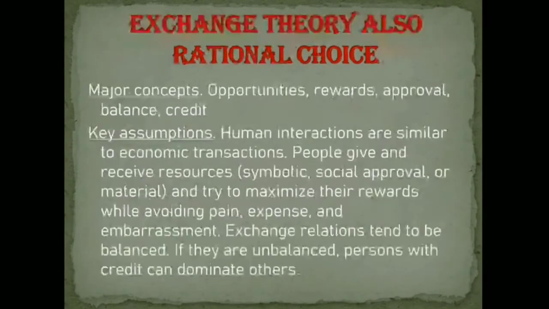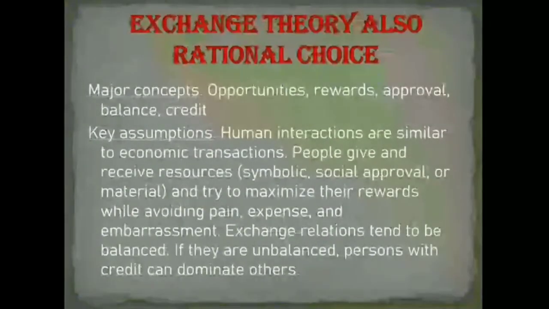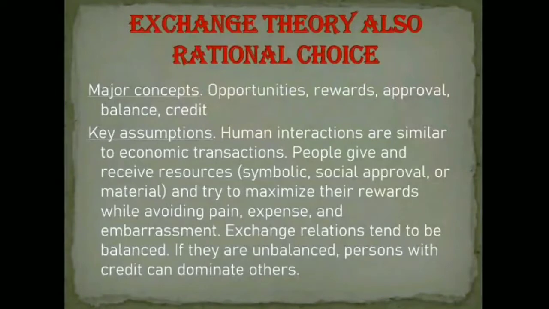Next is exchange theory, also rational choice. Major concepts: opportunities, rewards, approval, balance, credit. Key assumptions. Human interactions are similar to economic transactions. People give and receive resources and try to maximize their rewards while avoiding pain, expense, and embarrassment. Exchange relations tend to be balanced. If they are unbalanced, persons with credit can dominate others.